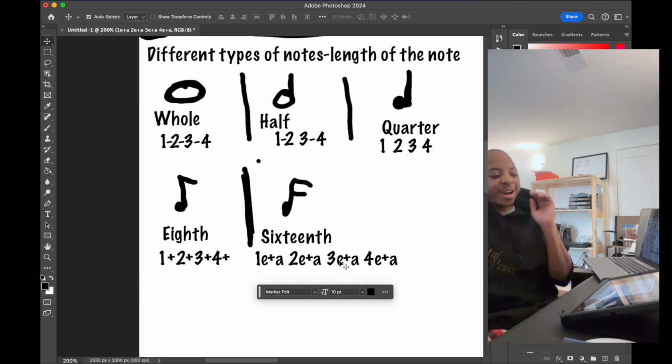Tricky, but now we have, let's do the 16th. This is just a demonstration. 1E and a, 1E and a, 2E and a, so. I'm going to slow this down a bit. 1, 2. I'm doing 4, 4. 1, 2, 3, 4.